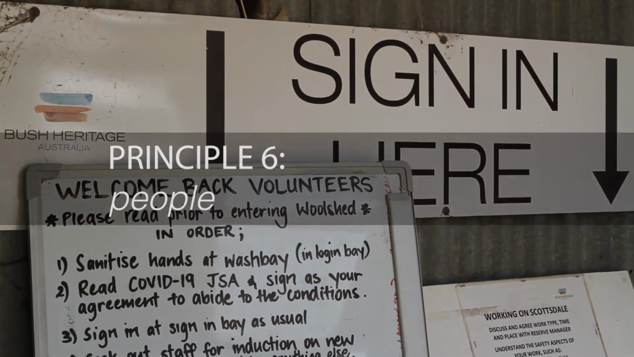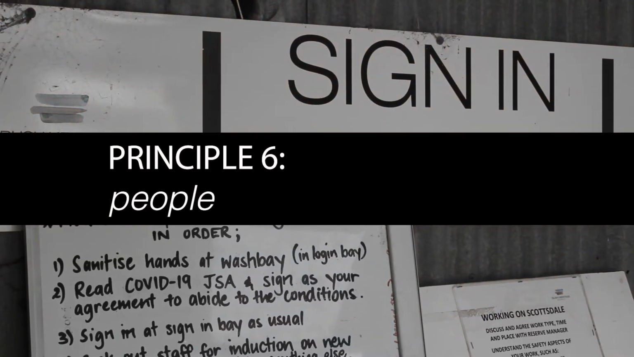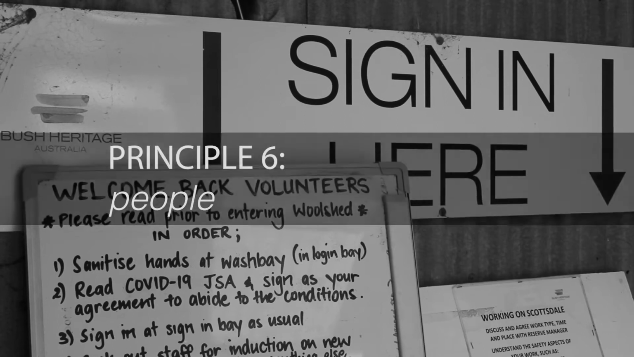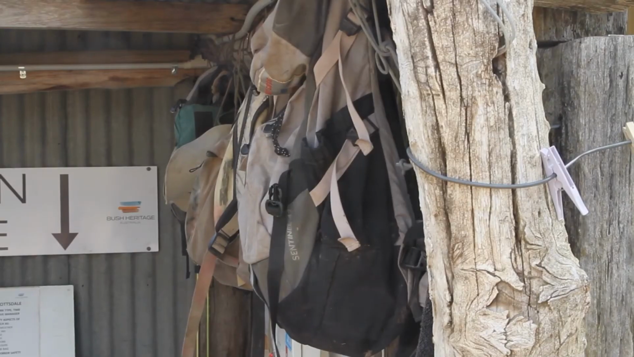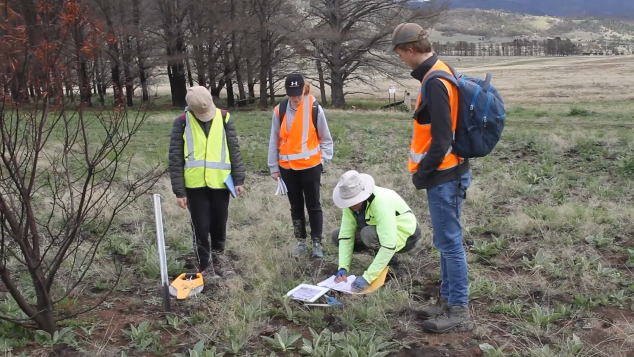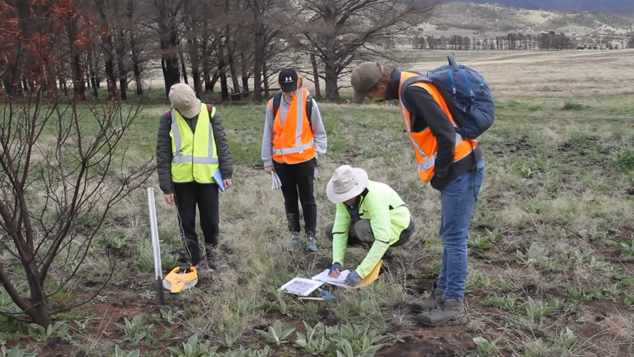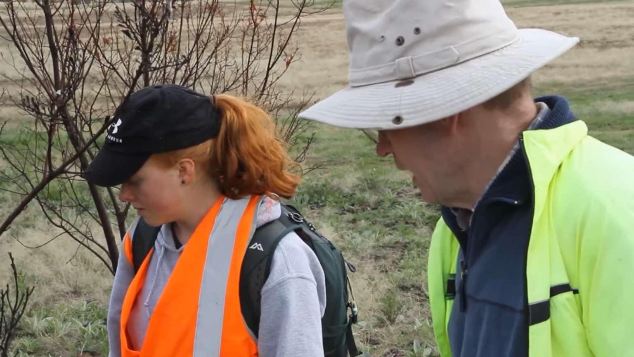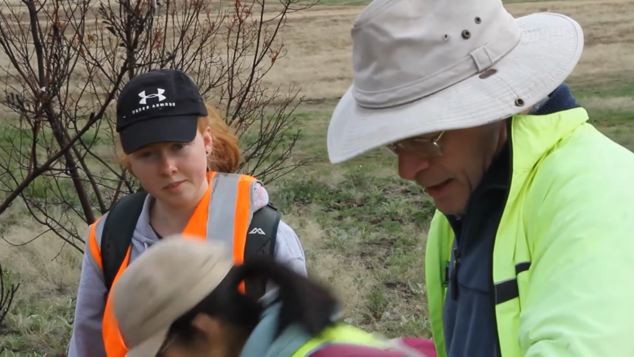The sixth and final principle is the importance of people. Despite being the sixth principle, stakeholder engagement is the first step in planning a restoration project. Community ownership helps sustain a project in the long term. The project gives stakeholders a deeper connection to place and community and can provide well-being and economic opportunities.